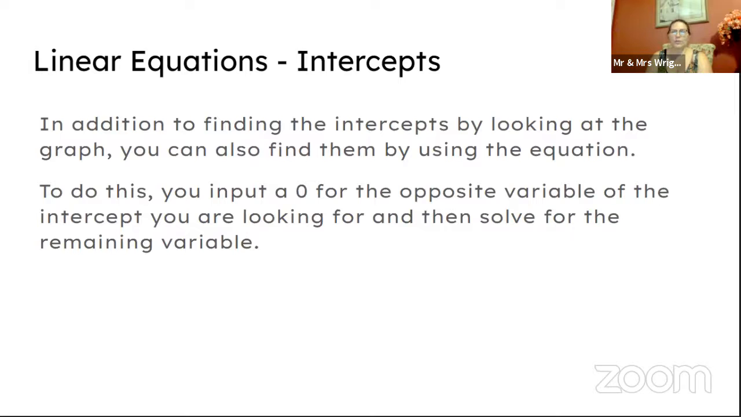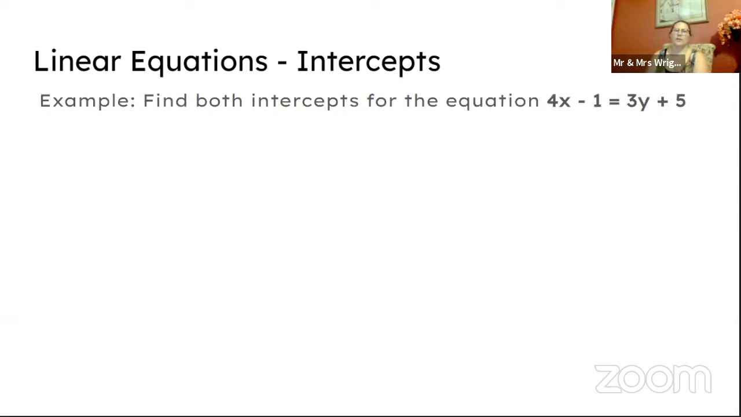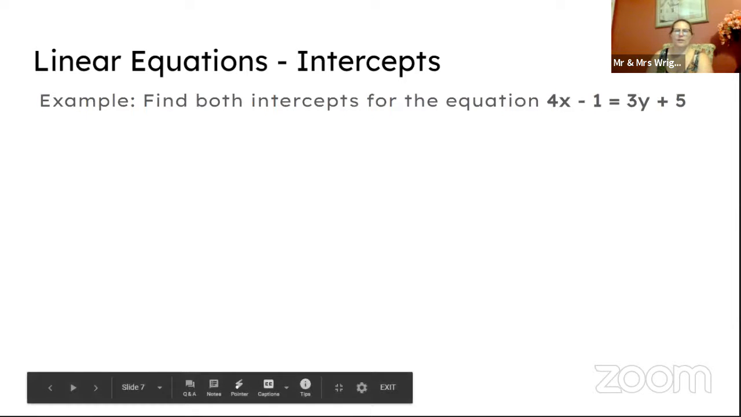So that's how we're going to find the intercepts if we simply have the equation: you plug in the 0 for either the x or the y, and we're going to figure out how. We're going to do some examples practicing that. So here we're to find both intercepts of the equation 4x minus 1 equals 3y plus 5.